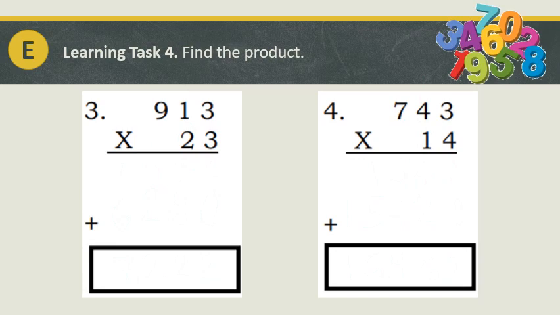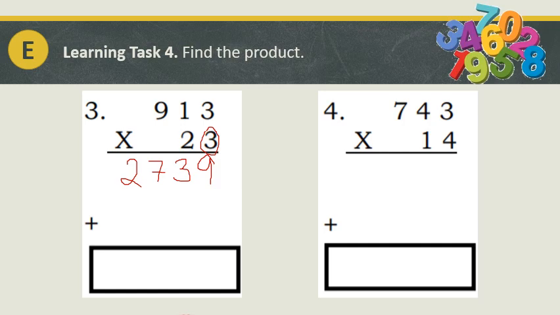Then, next, number 3. 913 times 23. Dito ulit tayo magsisimula sa nasa ones place natin, which is yung 3 natin. Multiply natin yung 913 sa 3. 3 times 3 is 9. 3 times 1 is 3. Then, yung dulo, 3 times 9 is 27.